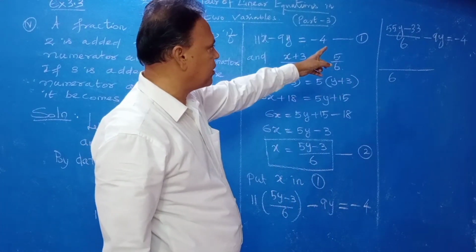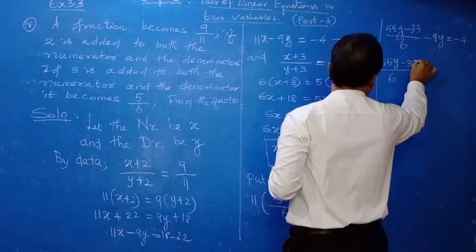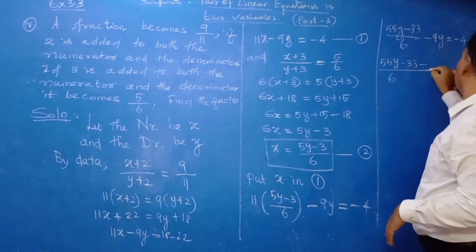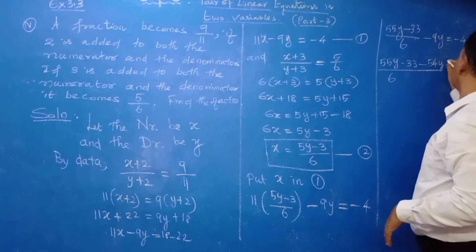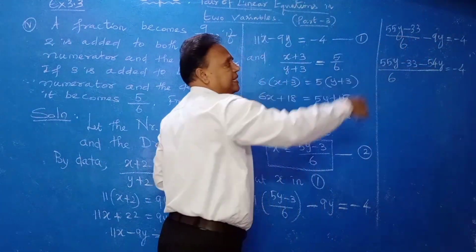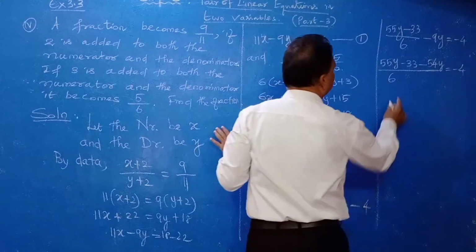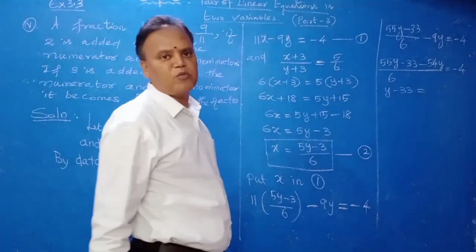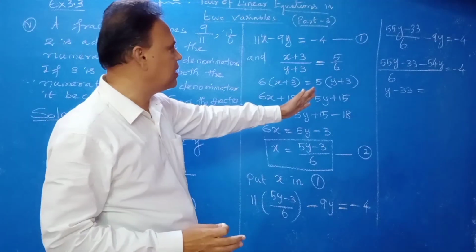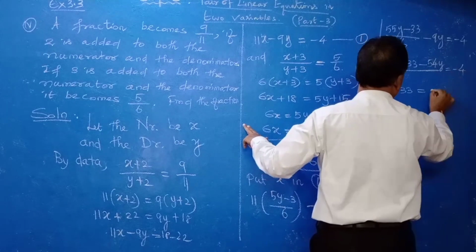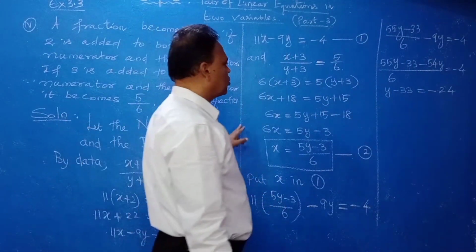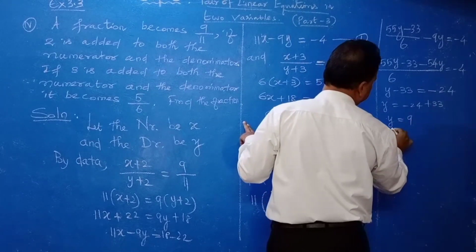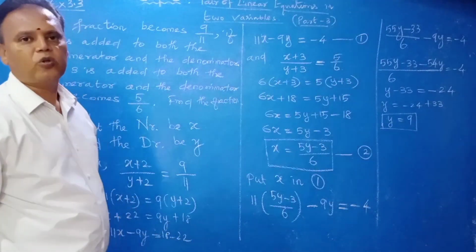Taking 6 as LCM, what happens: 55y minus 33 minus 9 into 6, 54y, because the denominator has nothing, that is by 1, so multiply by 6, 54y, equal to minus 4. Now you can easily multiply that 6 to that side, cross multiply. So 55y minus 54y is y, minus 33. Here 55y and 54y are like terms, so you subtract: 1y, that is y. Minus 33 is equal to minus 4 into 6, minus 24. So y is equal to minus 24 plus 33. So y is equal to 9.